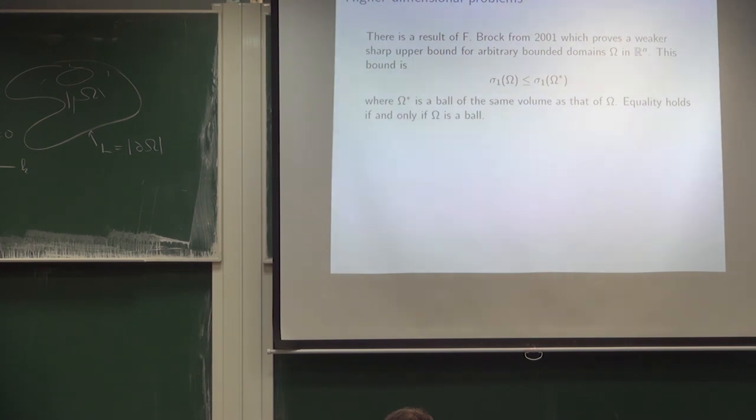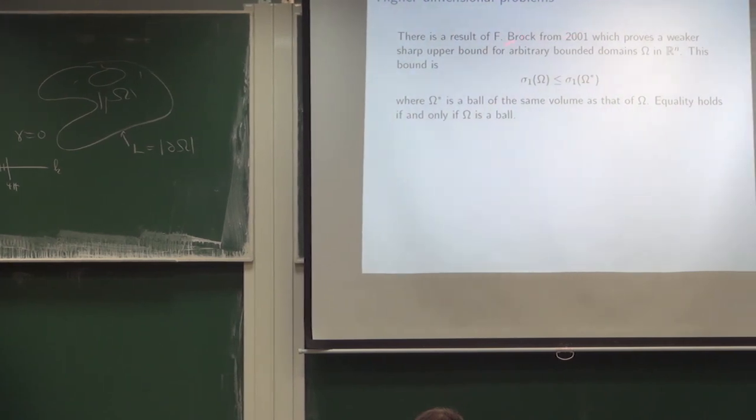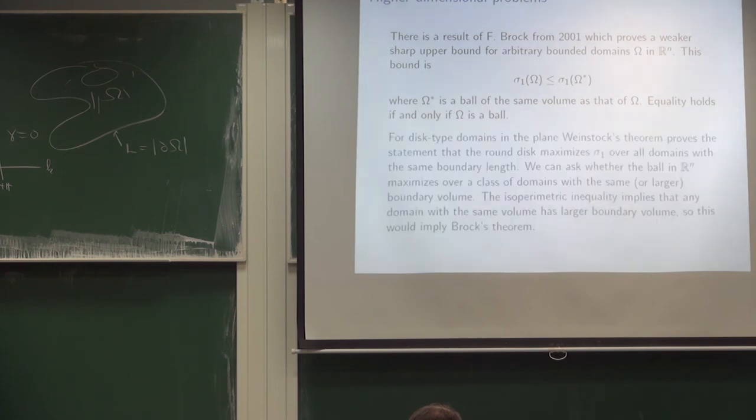However, for domains in Rn, there are some results. In particular, there's a nice theorem from 2001, due to Brock, which says if you normalize the volume of the domain, so you consider domains of a given volume, then the domain that maximizes sigma 1 is a ball. It's not like the Weinstock theorem. The Weinstock theorem normalizes the boundary volume. Here you're normalizing the interior volume. And so Brock's theorem says that if you normalize the interior volume, you get the ball. Now that turns out to be a weaker theorem than Weinstock's theorem.